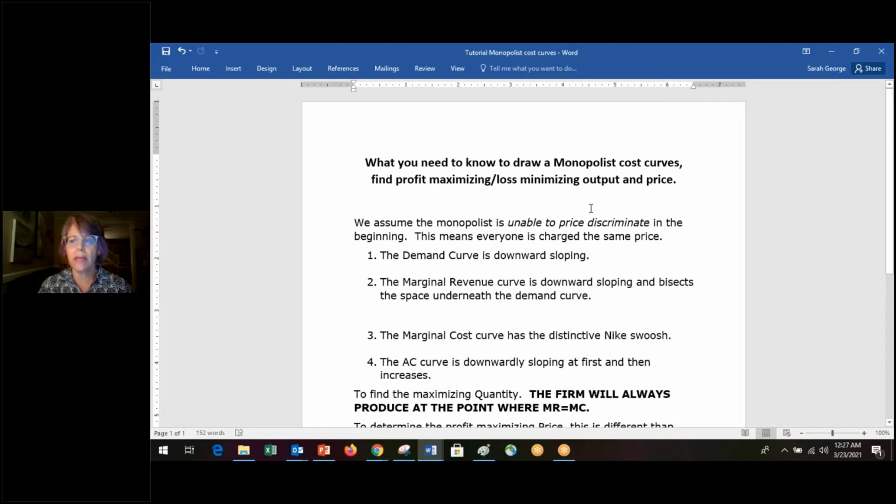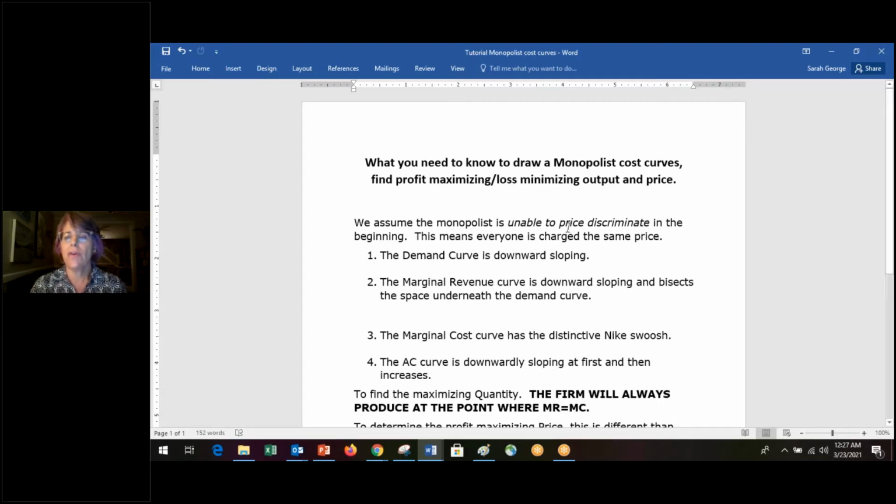The most important thing is how to find the optimal Q and P. We did that for perfect competition. We learned in perfect competition that the quantity produced is where marginal cost equals marginal revenue. It's the same for the monopolist. You're going to find their Q by marginal revenue equals marginal cost. The price will be different though.